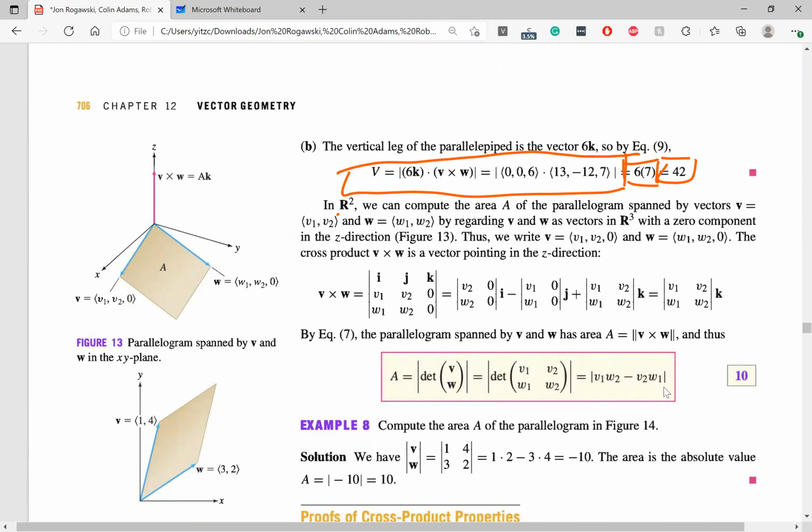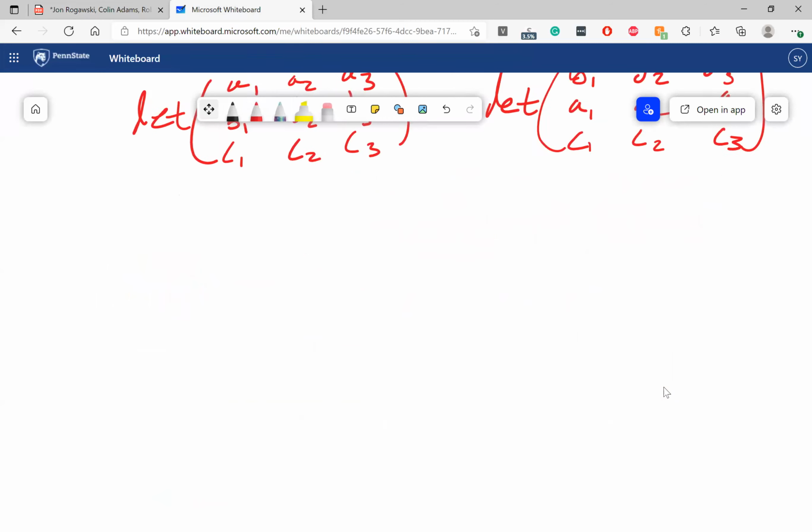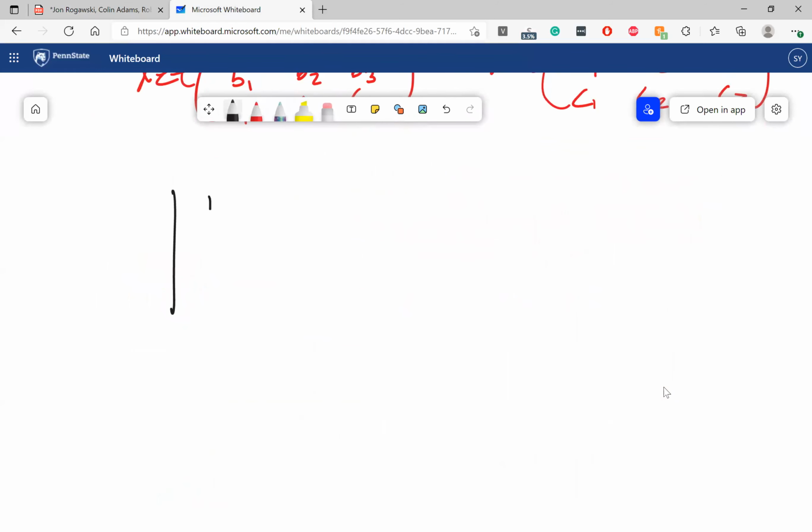So in general, even in R2, meaning you don't have to be in R3, you can also compute areas of parallelograms and triangles spanned by just vectors in R2, V1, V2, W1, W2. Now you might think, well, how can I take the cross product if I have two vectors, but I need to start with I, J, for example, but then I only have two values, V1 and V2, W1 and W2.